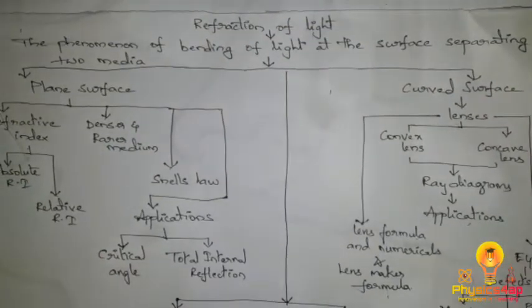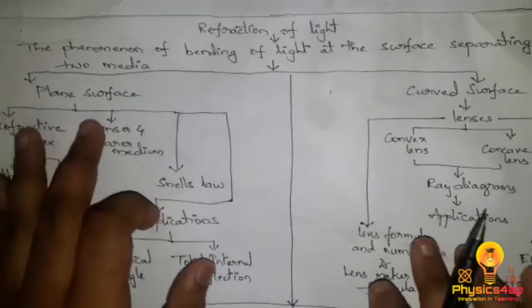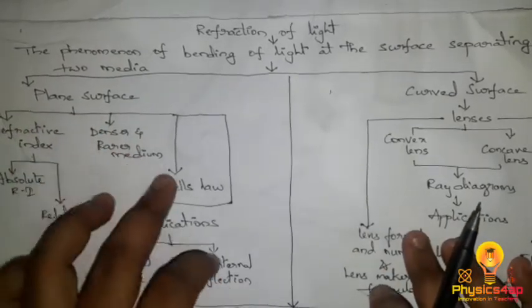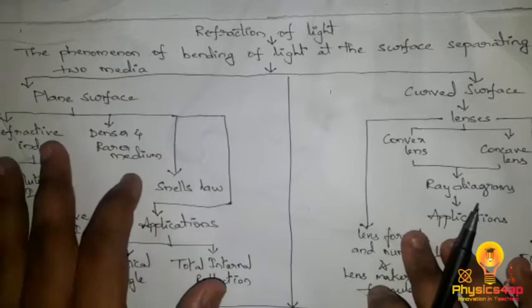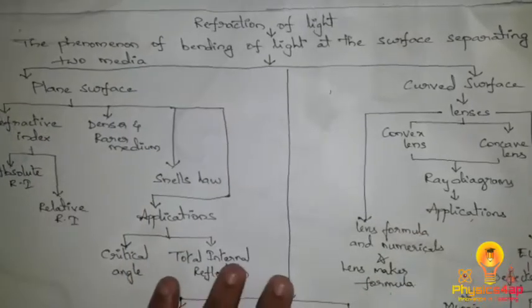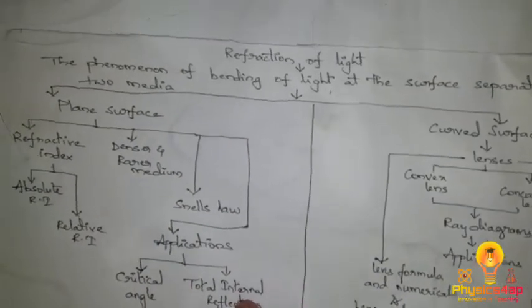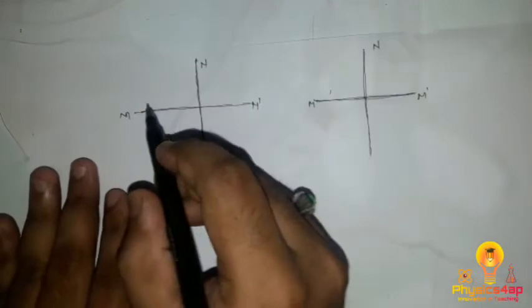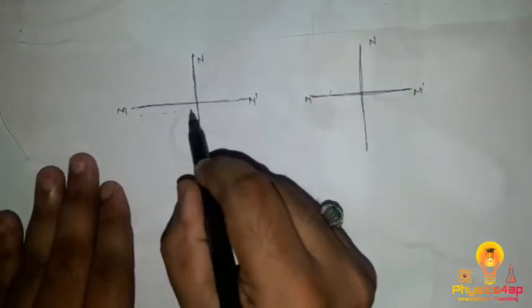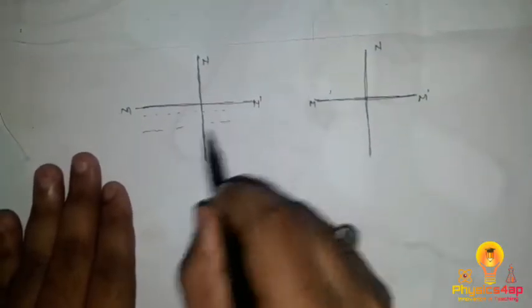So let's move on to our topic, the plane surface. In that we'll discuss the denser medium, rarer medium and the refractive indexes. Here we have taken, consider this as water. So this is water.